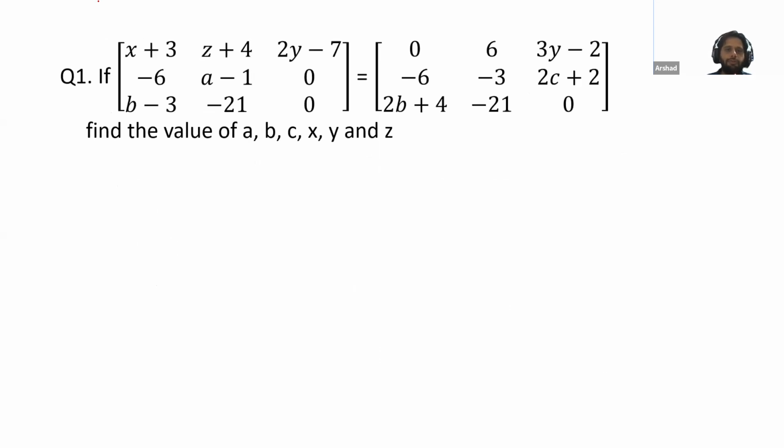For example, we have a question like this. Here, the two matrices are equal because we have this sign of equality. We need to find the value of A, B, and C. So we know that when two matrices are equal, their corresponding elements are equal. So first element will be equal to first one. So if we try to solve this, then we will get what? X plus 3 is equal to the first element here, which is 0. So you can solve this, you will get the value minus 3.